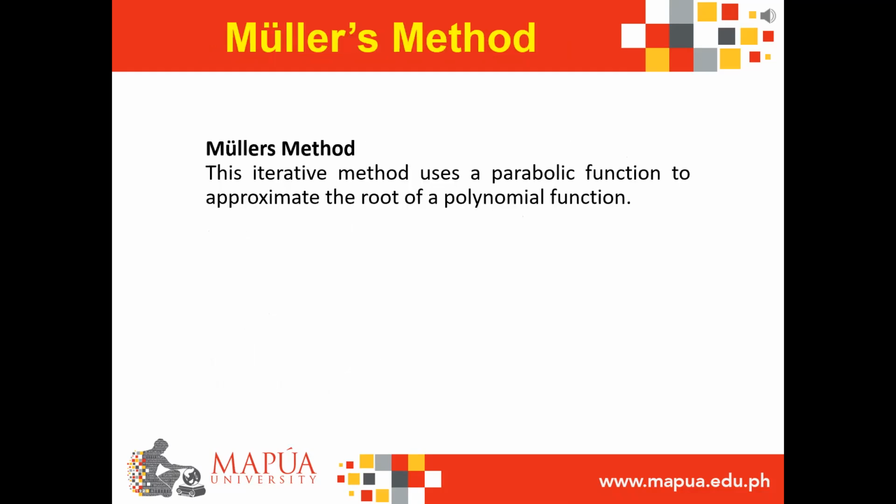Muller's method is basically an iterative technique that utilizes a parabolic function in order to approximate the root of your polynomial function, which is given in this form, whereby you have coefficient a multiplied to (x minus x2) squared plus coefficient b multiplied to (x minus x2) plus coefficient c, from which you can evaluate for the root value.